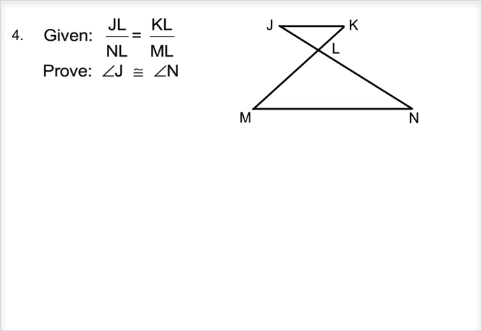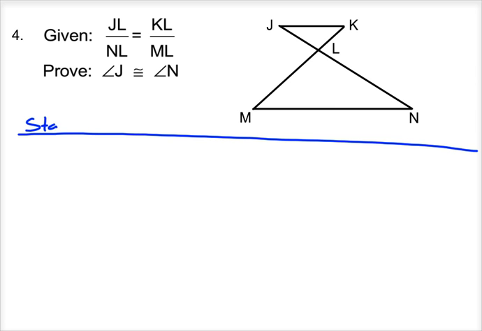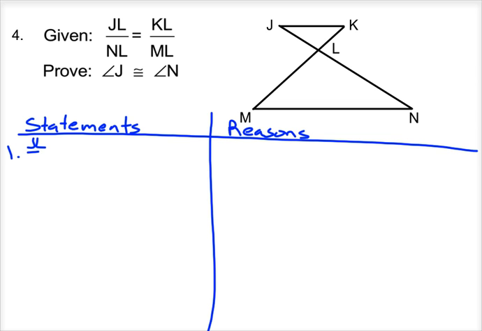Number 4, proof. Given that JL over NL equals KL over ML, prove that angle J is congruent to angle N. I know I have my two columns. I'm going to copy down my given information, and try to think of a game plan. They're telling me that sides are proportional, and let me even mark where the sides are.